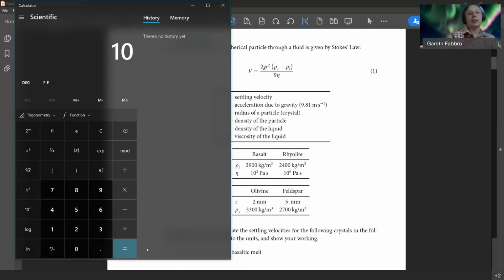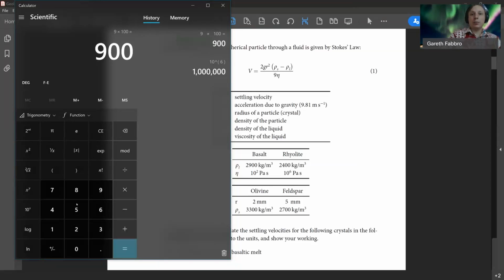And so on my calculator here, I have a button 10 to the x. For 10 to the 6, for example, I could go 6, 10 to the x, and then it's 1 followed by 6 zeros. So for the basalt, it's 9 times 10 to the 2, or times 100. So the bottom, you need to divide by 900.